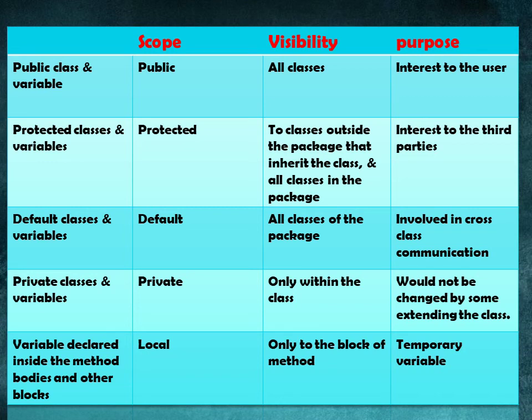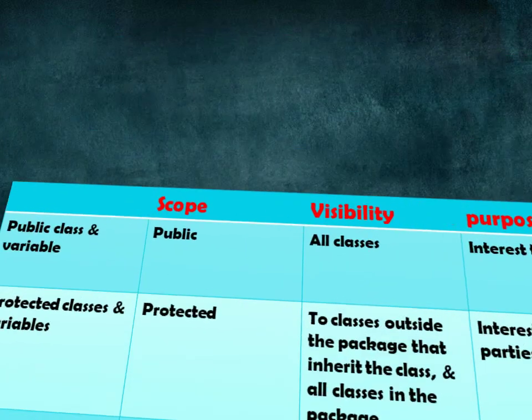Next, default class and variable: it is visible to all the classes of the package. If you have given private, it is visible only within the class. If you have declared a variable as a local variable, the variable is visible only within the block of the method. So this local variable acts as a temporary variable. I think you will be clear about encapsulation.